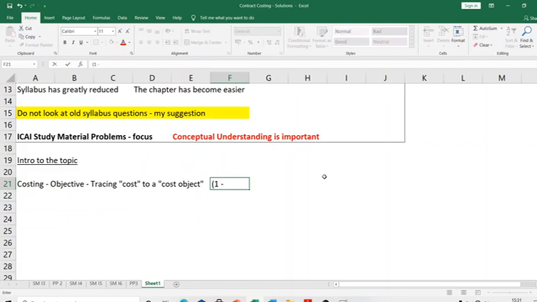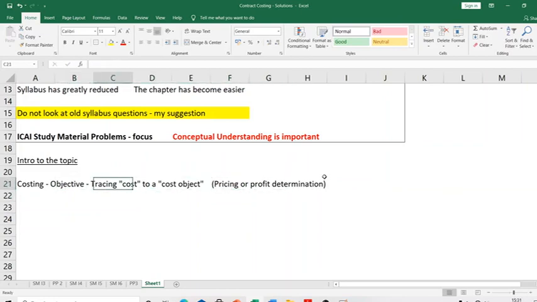One is fixing a price. Let me call this pricing. Pricing could be one. Or if price is already fixed in the beginning, you want to know, or profit determination. Two of these things, if you want to do any one of the two, you need to have details about the cost.